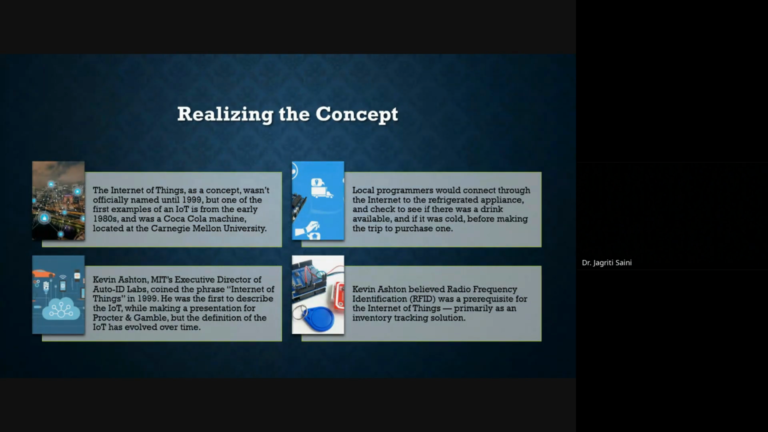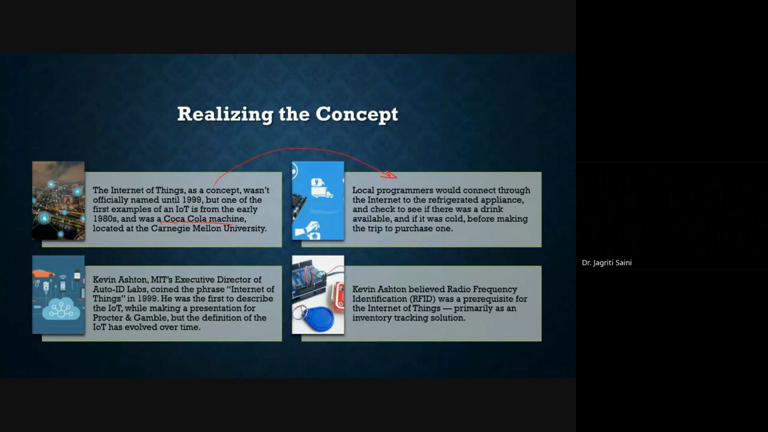But before that, there were several inventions that were working on a similar kind of aspect, whether they were based on RFID networks or different kinds of sensor and actuator combinations. The first invention that was there is the Coca-Cola machine. And this was a very interesting concept where the local programmers designed things in such a manner that people or the customers in the city could check over the internet to get an idea about whether there is a drink available in the refrigerator or not.